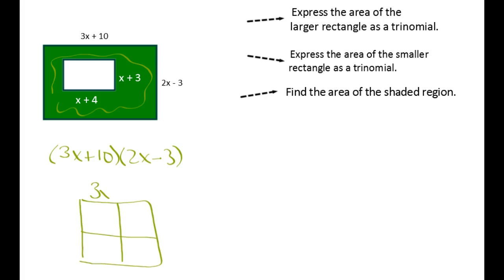We're going to have 3x and 10 on the top, 2x and negative 3 on the left, excuse me. And those can be switched. You could have 3x and 10 on the left and 2x and negative 3 on the top too. So we've got 6x squared, 20x, negative 9x, and negative 30.